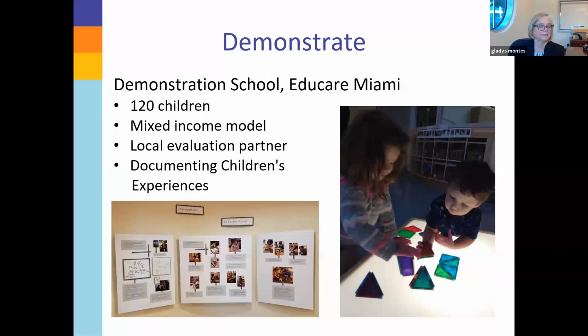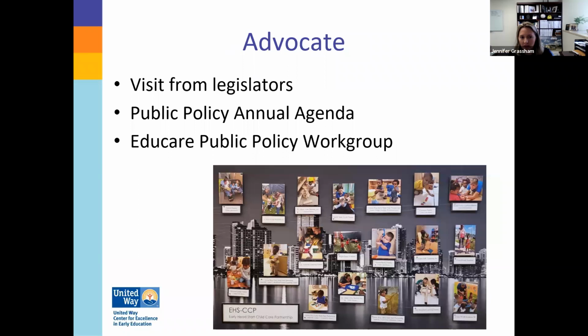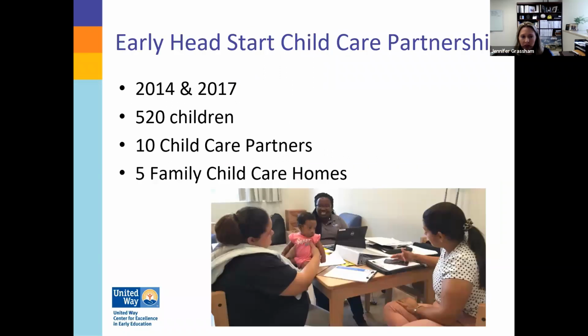Perfect. I understand that you're working with the University of Miami to evaluate your work. What results are you seeing from these efforts, and how is that informing your work going forward? So maybe we need to move a number of slides down the road, and we're going to see in our slides some of the results that we received this year.